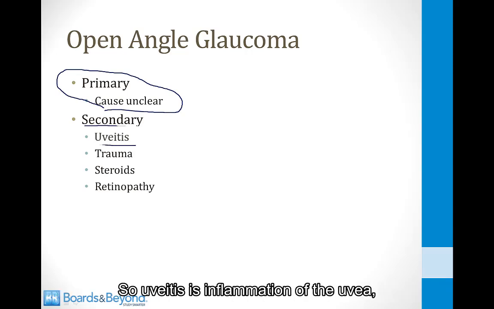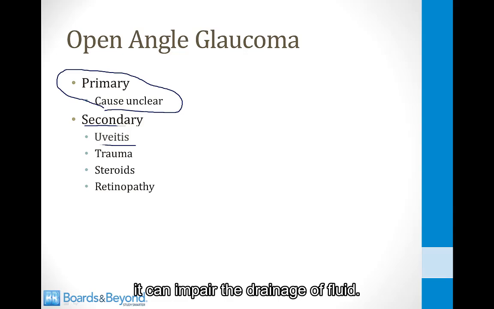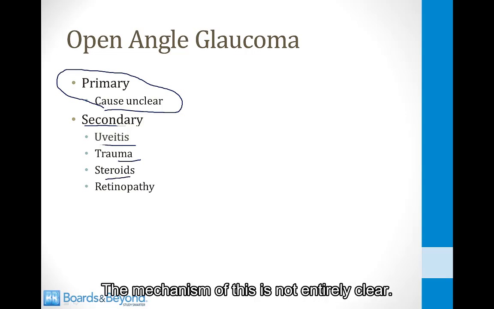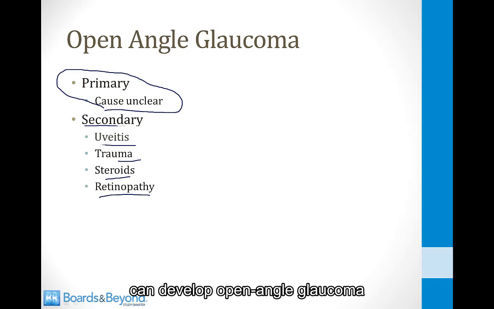So uveitis is inflammation of the uvea, which is the choroid, the ciliary body, and the iris. And so if you've had this, it can impair the drainage of fluid. Trauma impairs the drainage of fluid. Patients who take chronic steroids have decreased drainage of fluids. The mechanism of this is not entirely clear. And then patients who've previously had a retinopathy can develop open-angle glaucoma from decreased drainage over time.